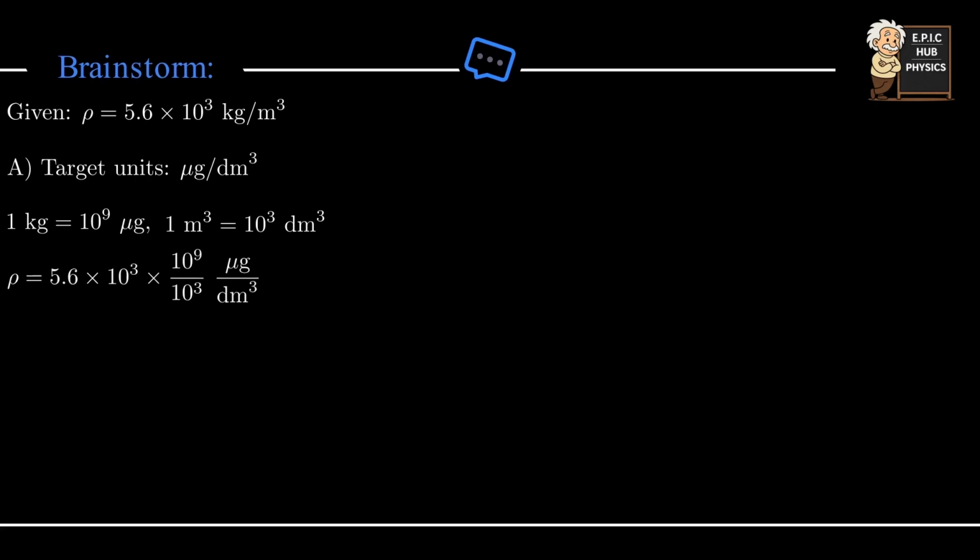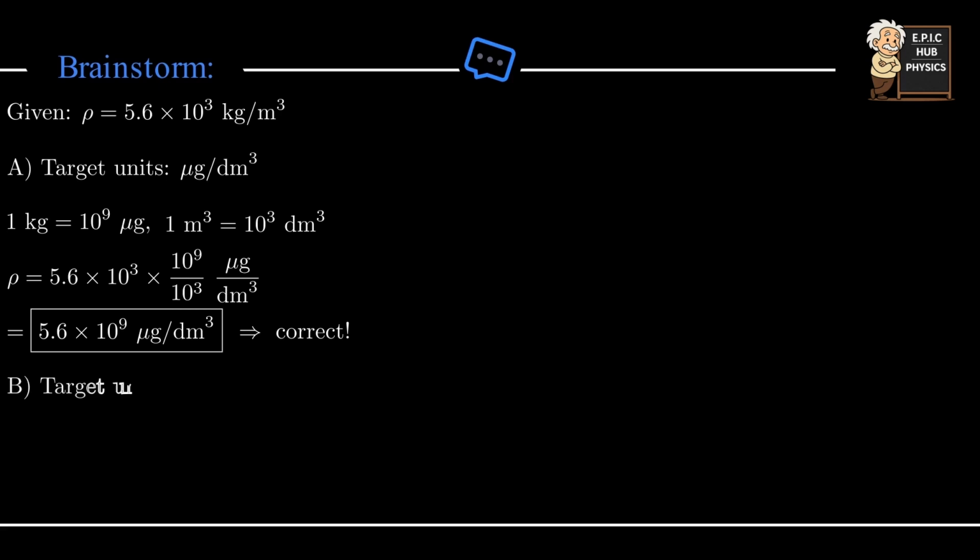Substituting these conversions into the expression gives 5.6 multiplied by 10 to the power 3 multiplied by 10 to the power 9 divided by 10 to the power 3. This simplifies to 5.6 multiplied by 10 to the power 9 micrograms per cubic decimeter. Hence, option A is correct, since the obtained value matches exactly.